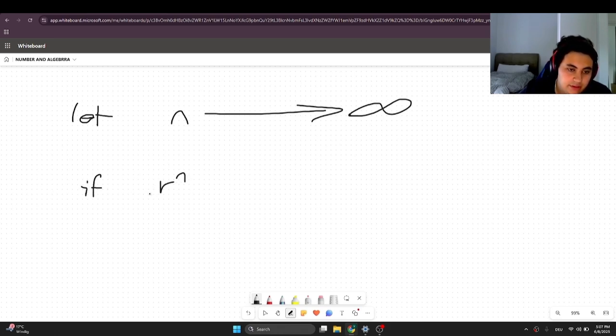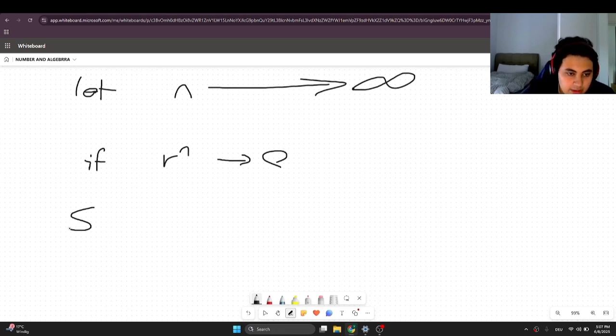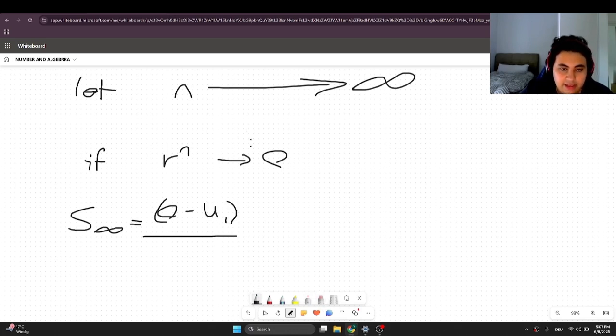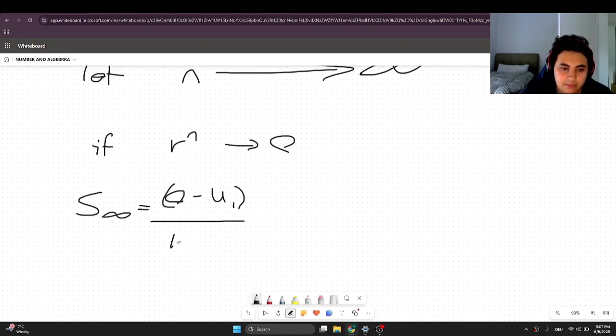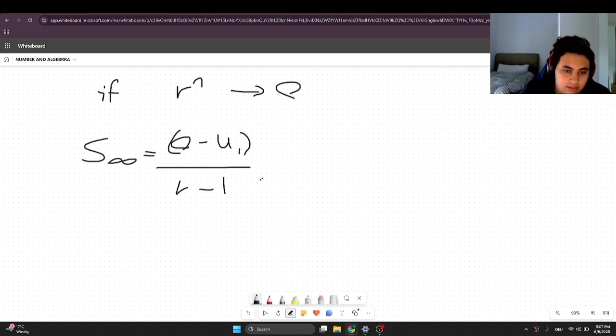If r to the power n, then it's going to approach 0. So in this case, S infinity is going to be equal to 0 minus u1 divided by r minus 1. Because r to the power n is going to approach 0, we replace it with 0, giving minus u1 divided by r minus 1.